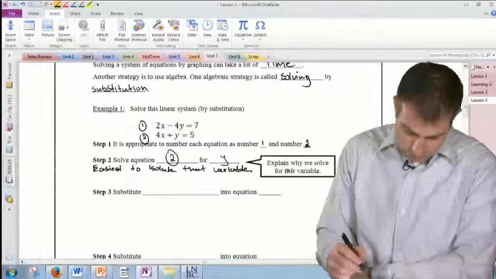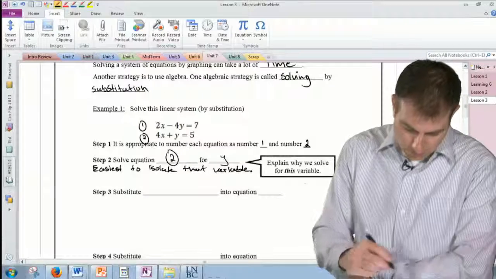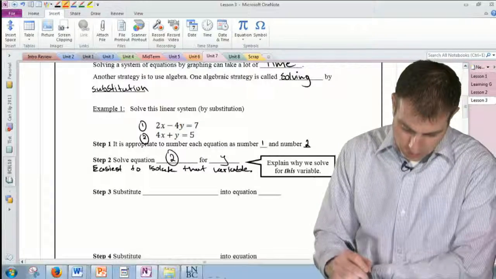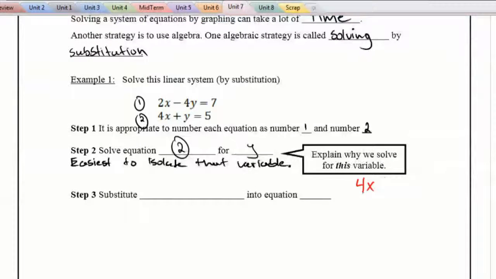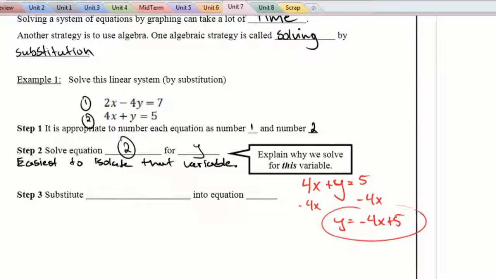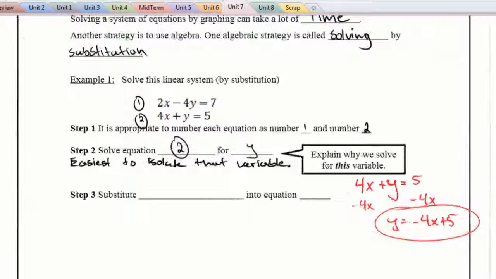All right, so I'm just going to maybe do a bit of a little calculation over here on the side. I'm sure you guys can see where this is coming from, but I'll just show my steps. So I have 4x plus y is equal to 5. I'm going to subtract 4x from both sides. And I'm going to get y is negative 4x plus 5. I just switched the order of those things.